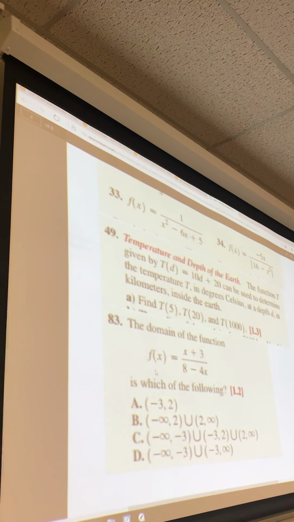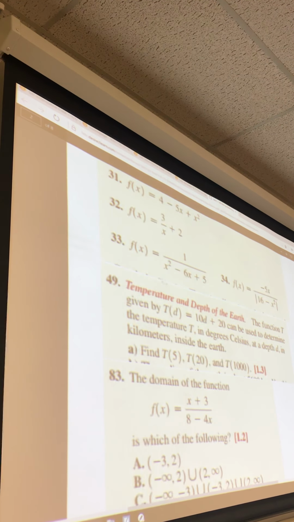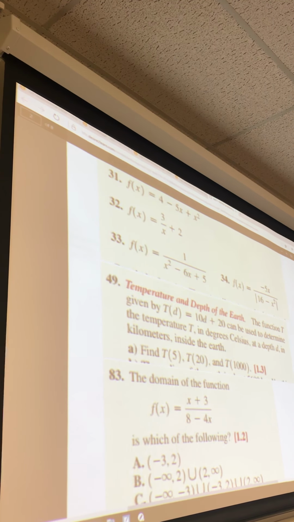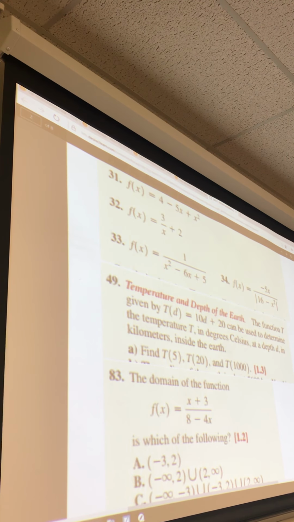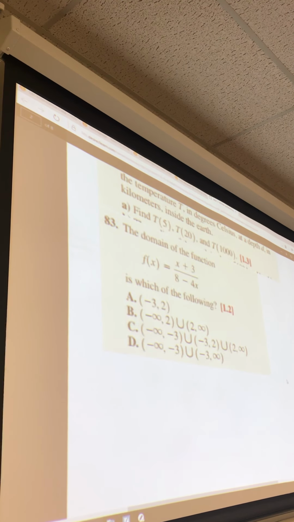All right, let's see. We won't work it, but what would you do to work part A right there on the word problem 49? What is it wanting us to do? Plug those numbers in. Plugging those numbers in, right? That's right. So you could use your table on the calculator, but you don't have to.